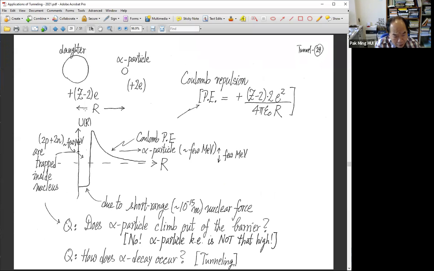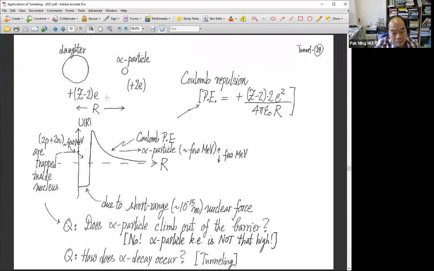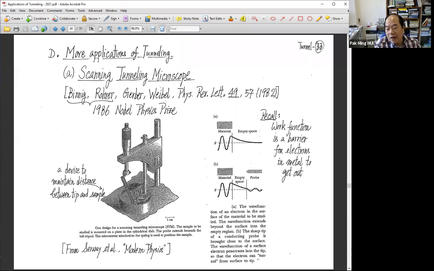And one of the people is this guy, a Russian, very famous physicist. He also wrote many popular physics books in the early days, popularizing physics. So other applications that I would like to mention below. A very famous one that has nowadays become a standard apparatus is the STM, the scanning tunneling microscope.